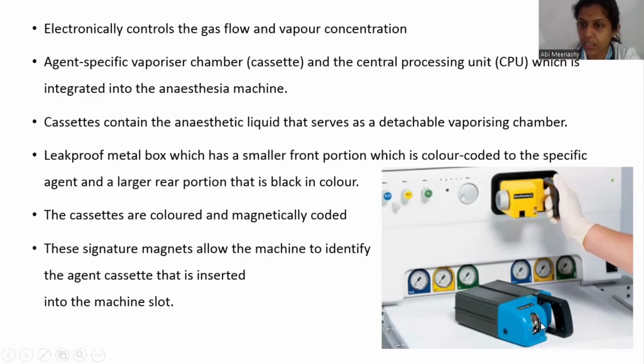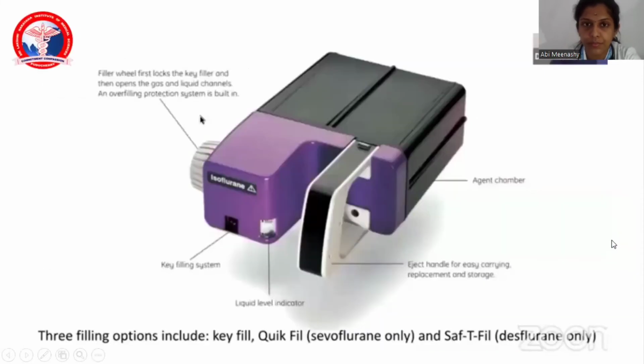So this is desflurane, that is blue in color. You'll see the parts of the Aladdin cassette. This is a filler wheel that will lock the key filler. It will open the liquid channels and the gas will get into contact. It is also a protection against overfilling.